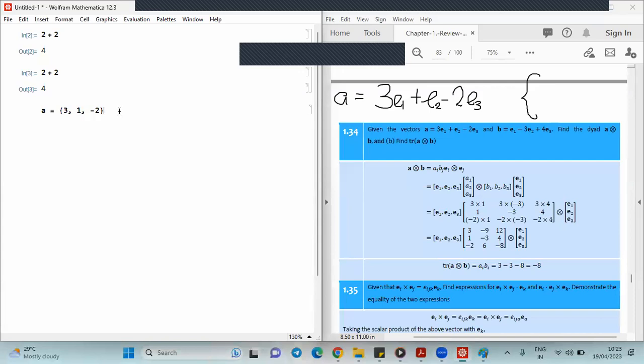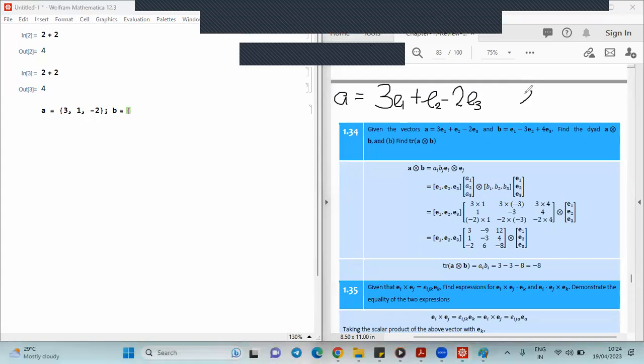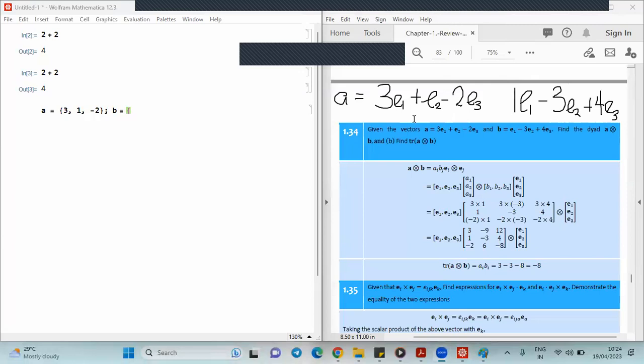In the same fashion is equal to curly brace, right? What is B? Let me just write it out before I type it. B is 1E1 minus 3E2 plus 4E3, right? Now, B is 1E1, so we'll write 1 there, comma, minus 3E2, so minus 3, comma, plus 4E3, so we'll write 4 there. Close the curly brace.